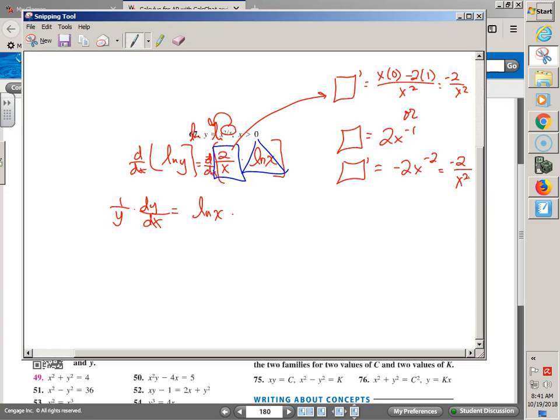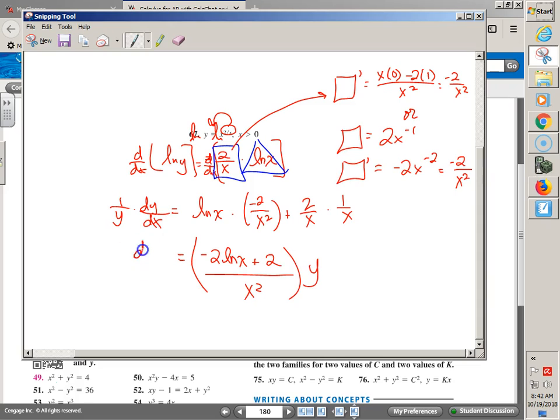Long story short, that was box prime plus first d second. Oh, that's nice. They get common denominators. Go team. So I end up with negative 2 ln of x plus 2 all over x squared, because he has an x squared and he has an x squared. I need to multiply both sides by y in order to get dy/dx alone.